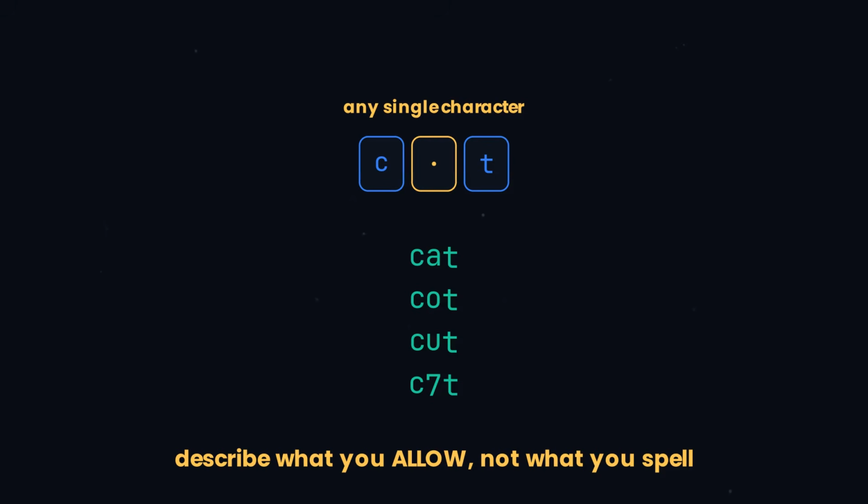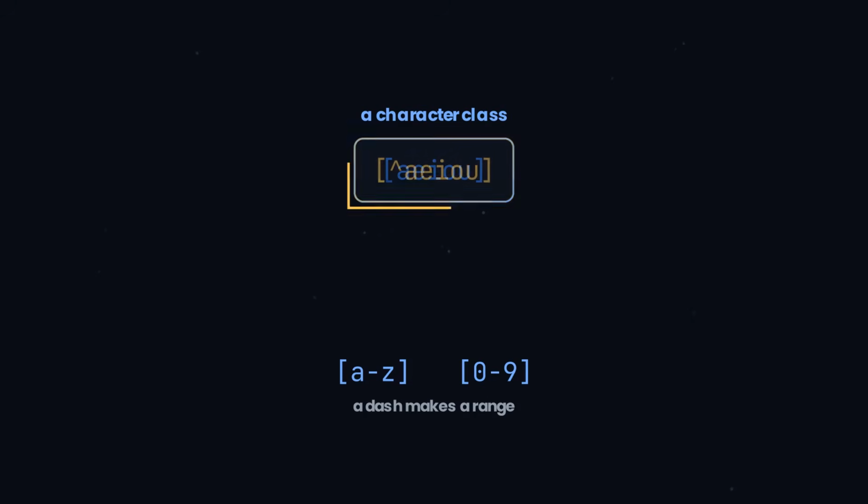Anything, though, is often far too generous. What if we want to allow only certain characters? Reach for a character class. Square brackets holding a set of allowed characters. Bracket A, E, I, O, U is exactly the set of vowels, and it matches any one of them. Inside the brackets, a dash makes a range, A through Z, or 0 through 9. A caret at the front flips the whole set, meaning anything except these. So a slot is really a membership test. Either a character belongs to the set or it does not.